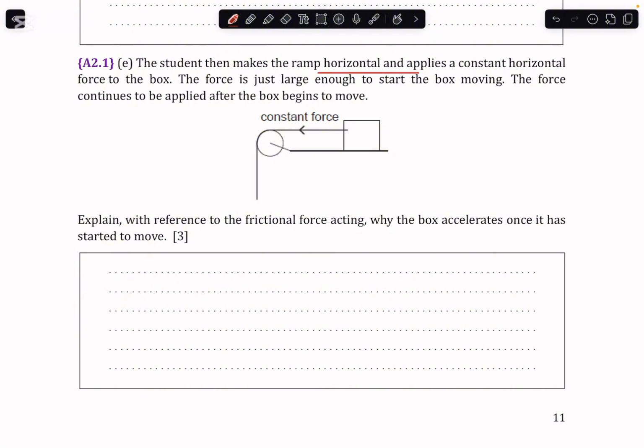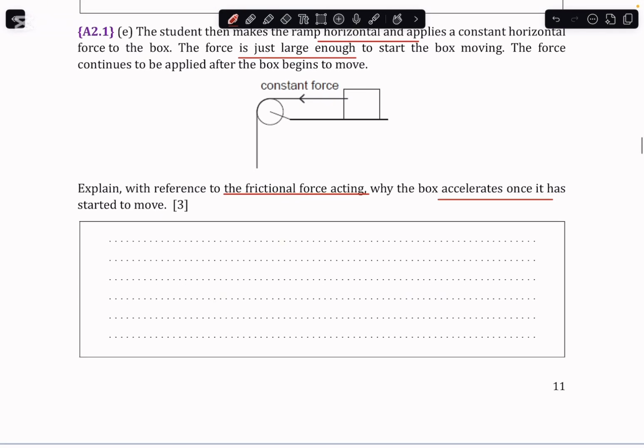The force is just large enough, so this is a very important keyword. The force is just large enough to start the box moving. The force continues to be applied after the box begins to move. Explain with reference to the frictional force acting why the box accelerates once it has started to move.